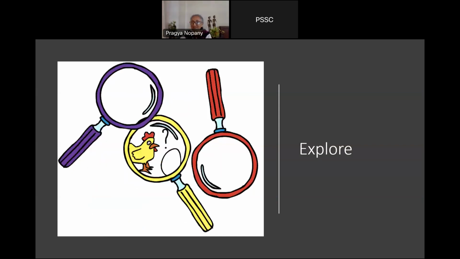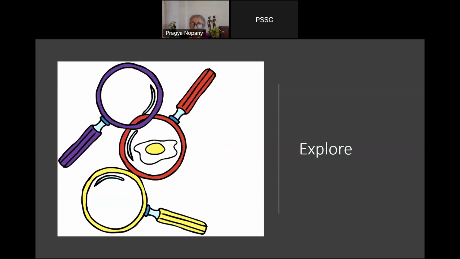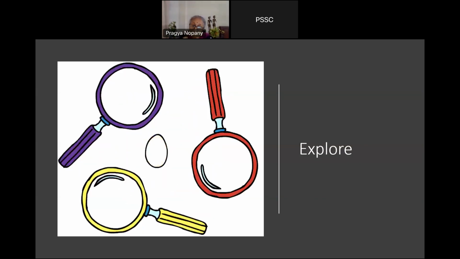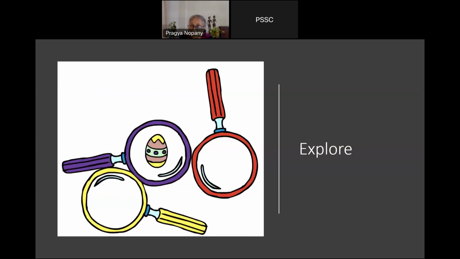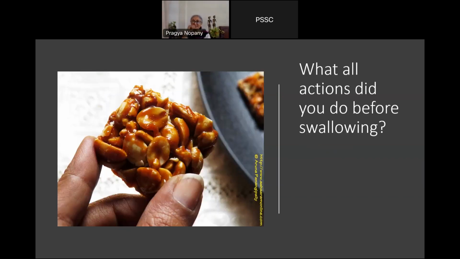The next stage after asking these questions is explore. Now, how do we allow the children to explore the answers to these questions? First we have hooked them on the question, how does banana become you? Then we have given them a beautiful experience of eating chikki, and then I think we have set the stage for them to explore with this beautiful taste of chikki in their mouth. So the question to ask is, what all actions did you do before swallowing the chikki?